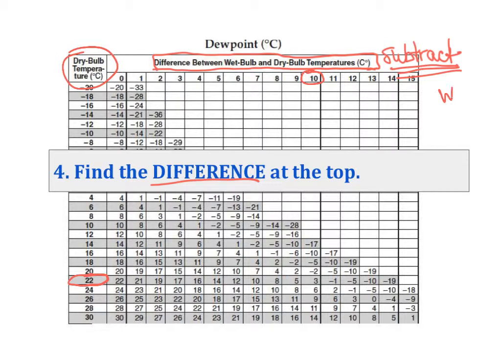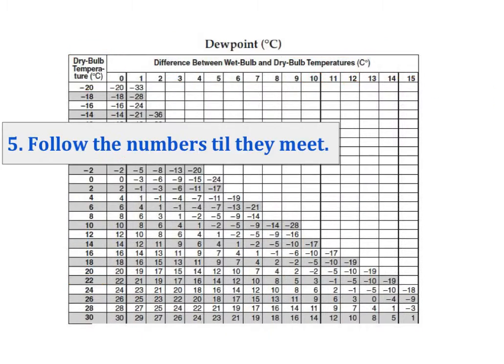Remember, our wet bulb temperature was 12. Notice we are not looking up 12. This is probably the most common error that students make on the Regents exam. They'll look up the wet bulb temperature, but you need to look up the difference, okay? So you find 10, which is our difference, at the top.